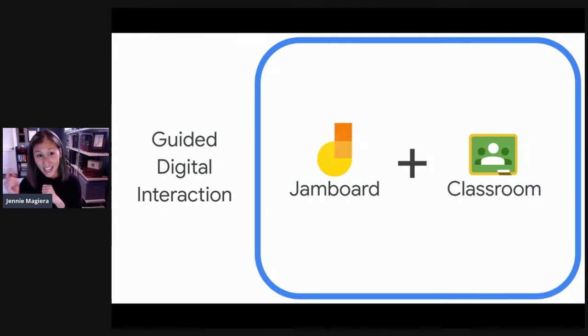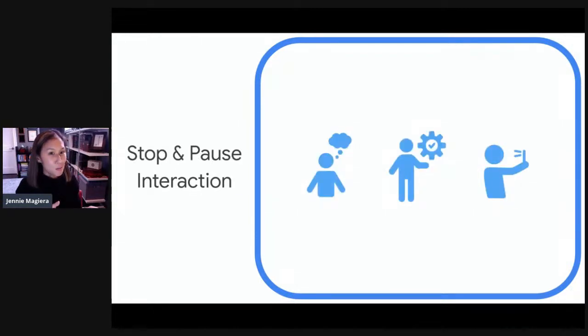I want you to take this time to go and have some interaction. You can use Jamboard in this. It doesn't have to be Jamboard, though. You could use slides, docs, sheets, Drive, lots of different digital tools you can find in that G Suite Google Drive menu, and assign through Classroom so that students can interact in real time through a guided digital interaction on your video. The last is a stop and pause interaction that doesn't involve writing at all.